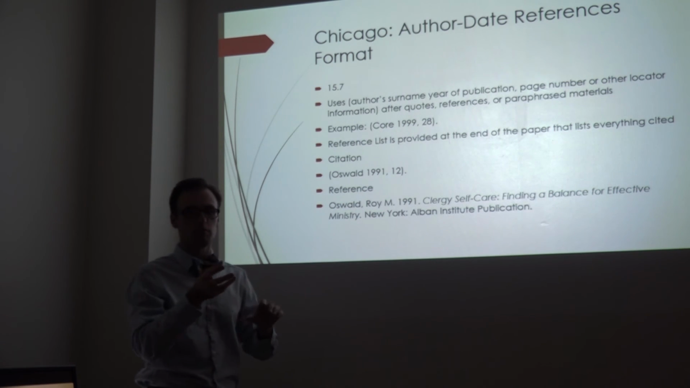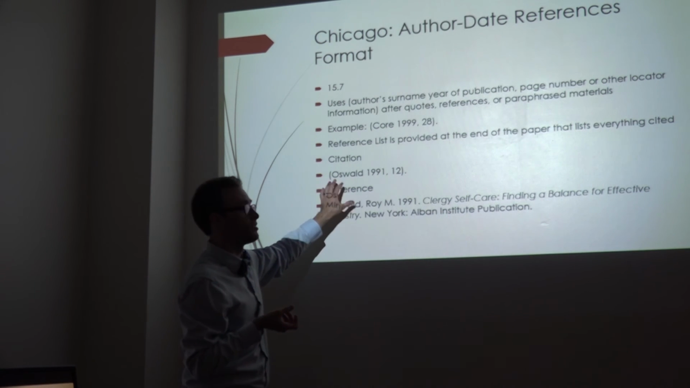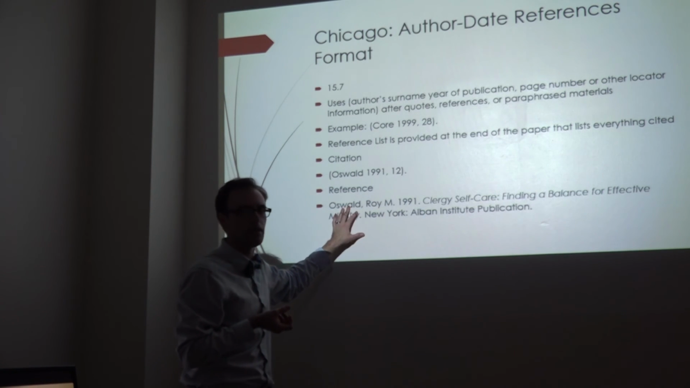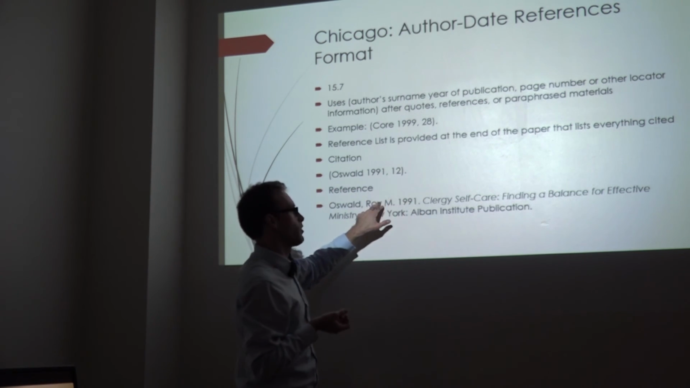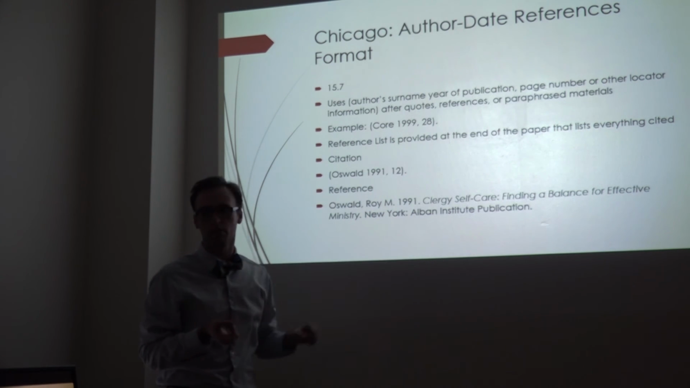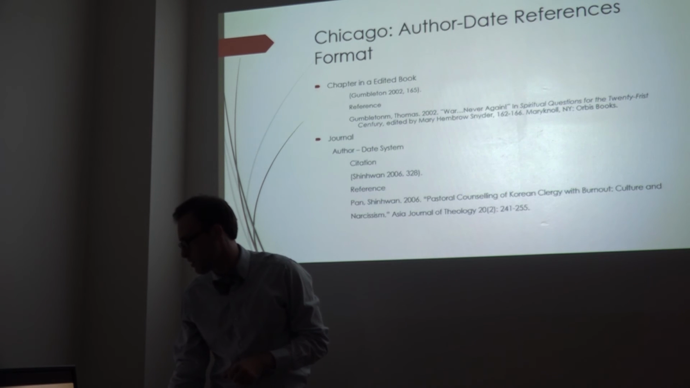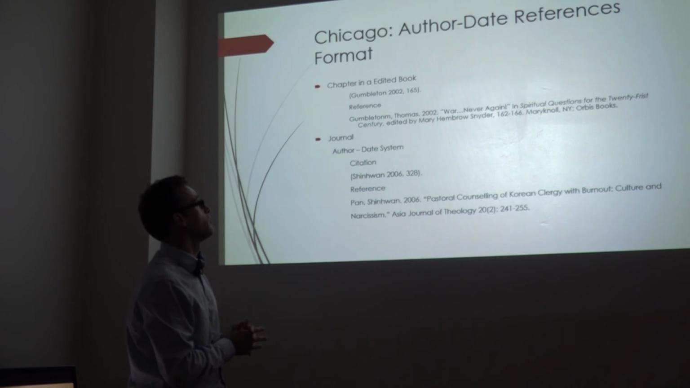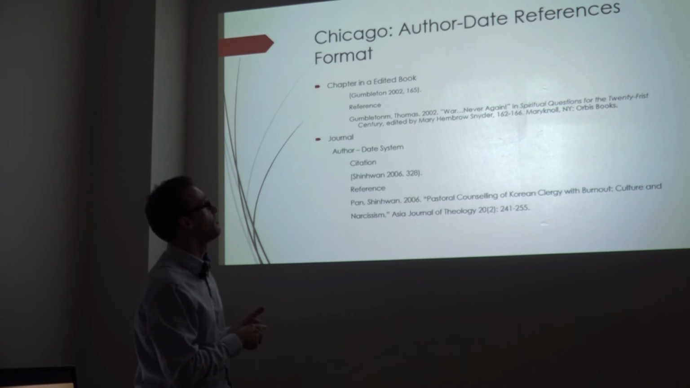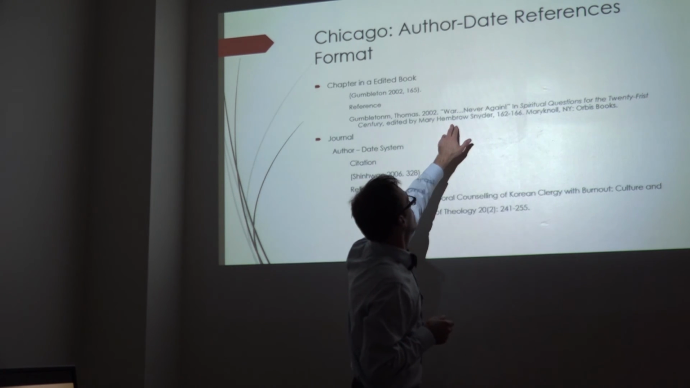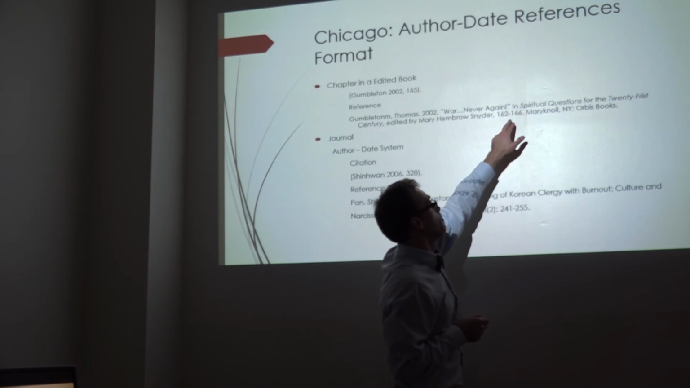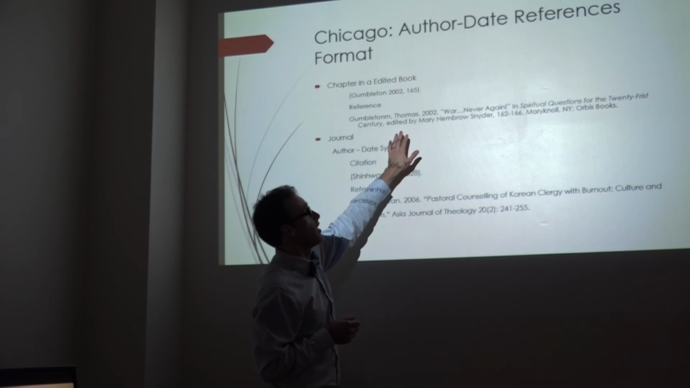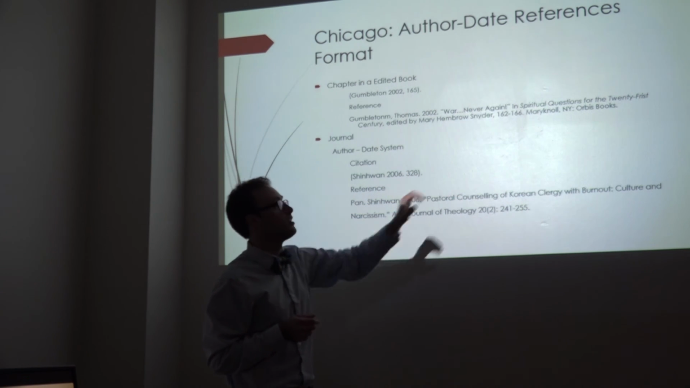The notes and bibliography system can be translated into the author date style as well. So if you know how to cite something in notes and bibliography, all it requires is a little bit of shifting around to get it into the correct author date form in the references. So a couple examples. A chapter in an edited work. If I was citing Bill Bolton, 2002, page 165, I would cite the title of the chapter, and then I would put in italics the book, comma, edited by, who was the editor, page number, and then publisher information.